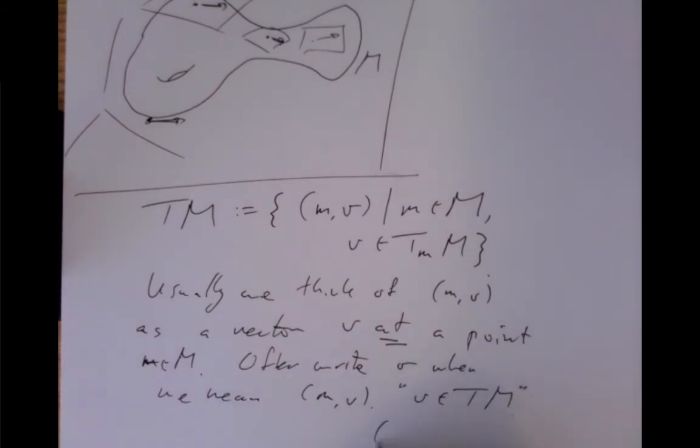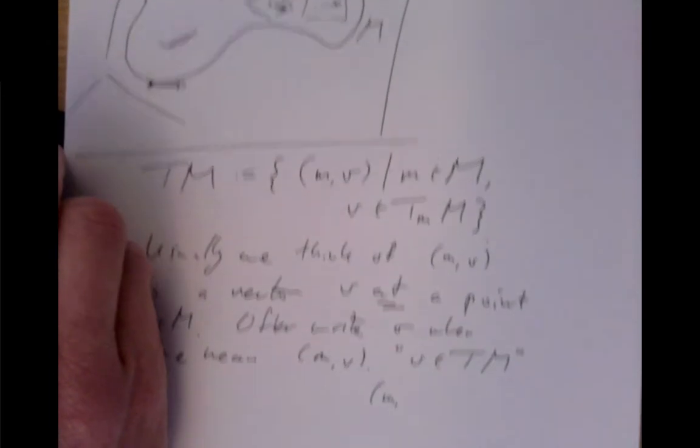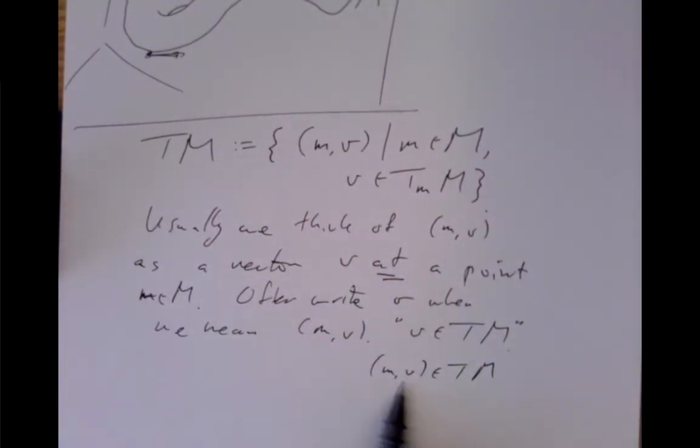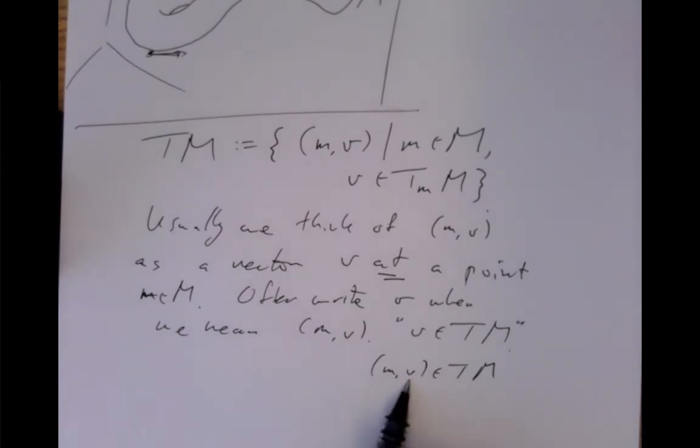But of course, what we really mean is that it's the pair MV. The reason why we want to say this is the real definition is that we really need to keep track of both, and it's convenient to have a notation that gives us access to both of them at the same time. But at the same time, of course, it's often helpful to sometimes just forget about what the point is and think of it as a vector, because we want to picture it as being a vector.